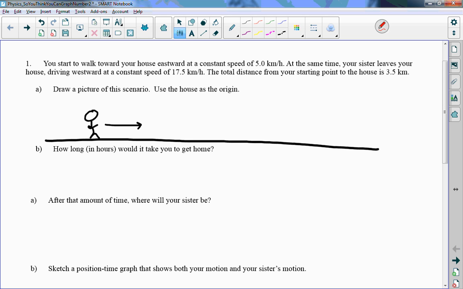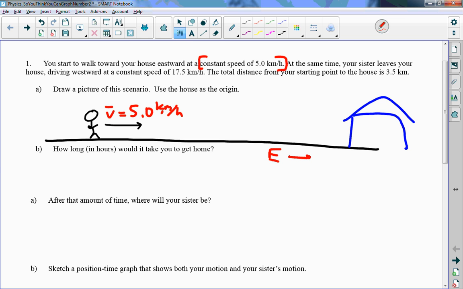We have a constant speed here. The eastward indicates direction, and the magnitude, or the speed, is 5 km per hour. And you are walking toward your house, so let's draw your house over here. Then at the same time, your sister is going to drive the other direction. Let's mark east this way, and let's make that the positive direction.